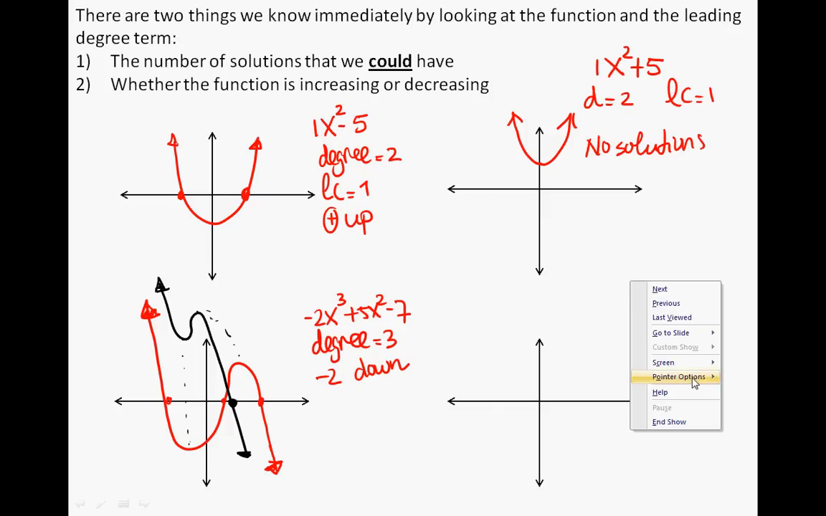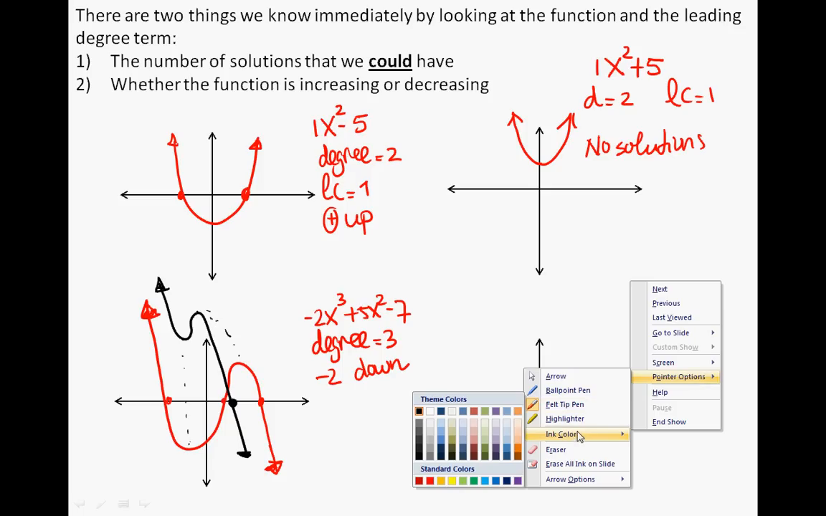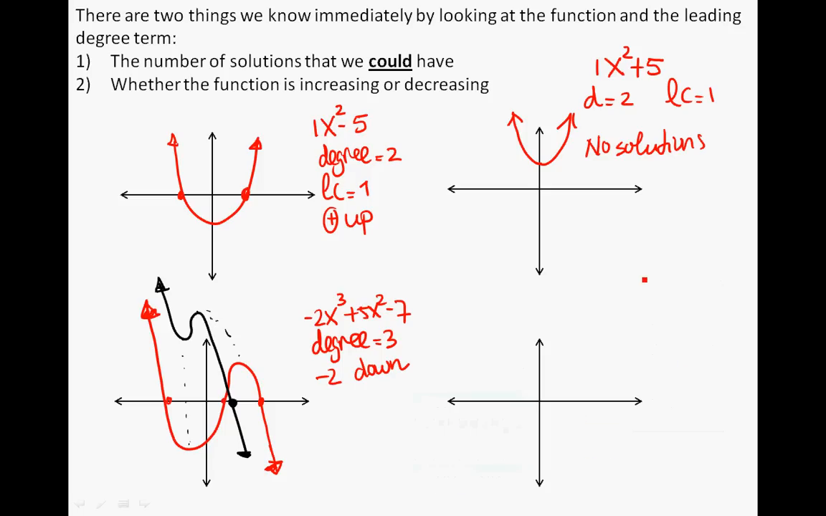So we'll do one more. Let's do 3x to the 4th plus 5x cubed minus 10. So the degree is 4, so it could have 4 answers, and the leading coefficient, let's make it a number other than 1. We'll make it a 3. So the 3 means that it goes up. A fourth degree could have 1, 2, 3, 4 answers.